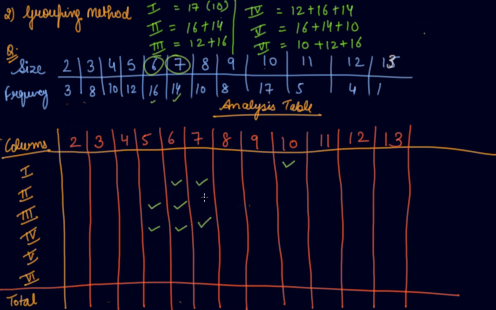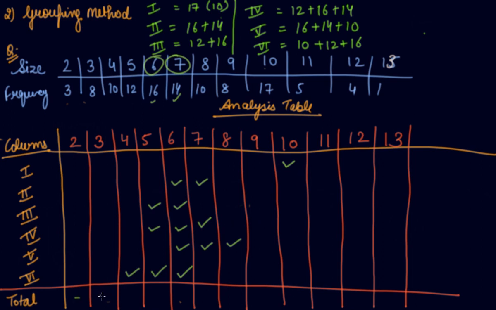In the fifth column, we got the highest frequency by adding 16 plus 14 plus 10. So 16 is corresponding to 6, 14 is corresponding to 7, and 10 is corresponding to 8 as the size. In the sixth column, we had 10 plus 12 plus 16. So 10 is corresponding to 4, 12 is corresponding to 5, and 16 is corresponding to 6.